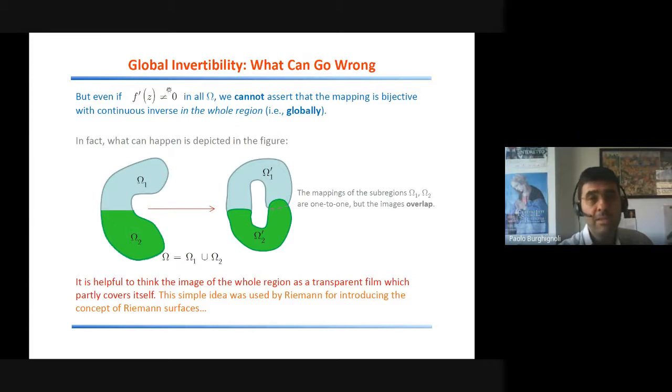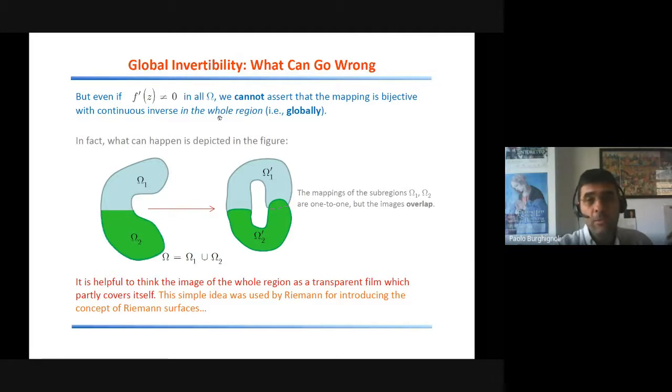So the fact that the first derivative is different from 0 does not guarantee that there is an inverse function, so that the mapping is one-to-one, and in addition that this inverse function is continuous from one region to the other, and that this holds globally. So why is this true? So why can this not be asserted in general?